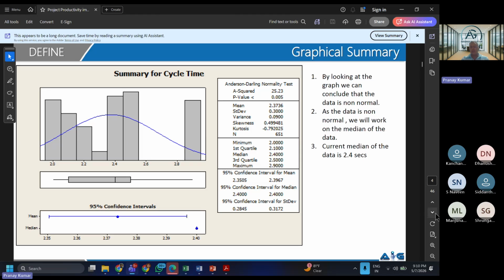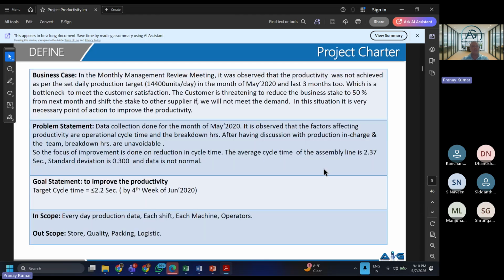Then it becomes the simple case of putting together the storyline, the business case, problem statement, goal statement, etc. In a monthly review meeting, it has been observed that productivity has not been achieved as per the set productivity target of these many units in the month of this for the last 3 months too. And this is a bottleneck to meet the customer satisfaction.